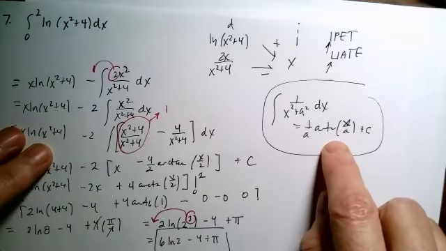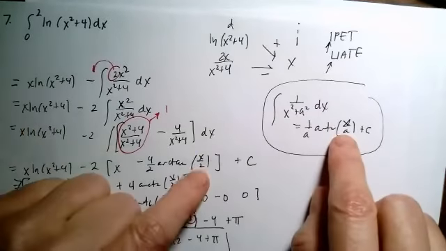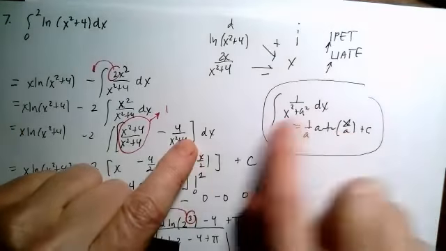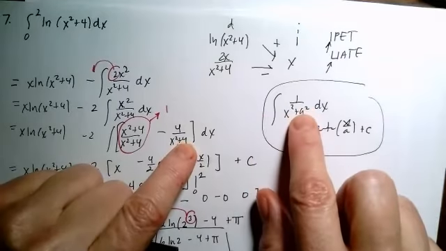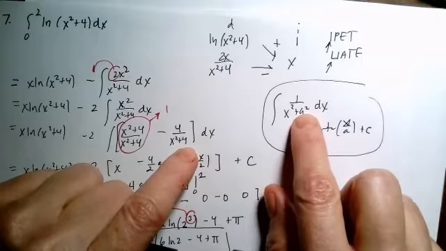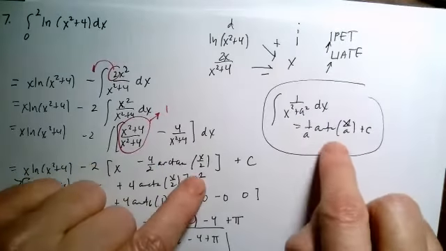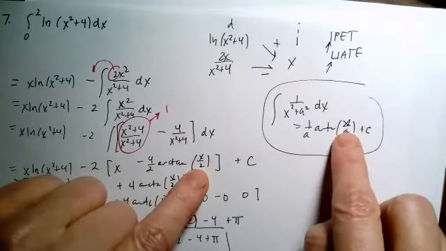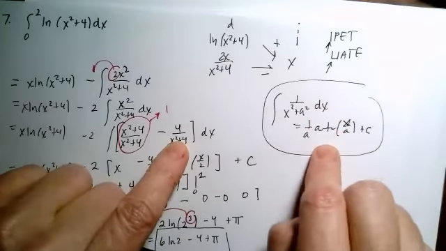Where did the x over 2 come from? Which x over 2? Oh, here. A is 2 in this formula. 4 is 2 squared, okay? You see 4 is equal to a squared, a is equal to 2. That's from applying this formula.